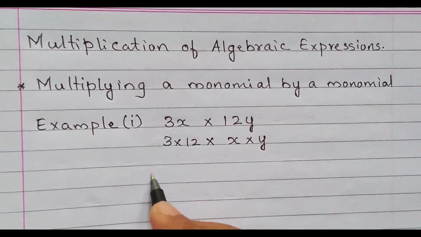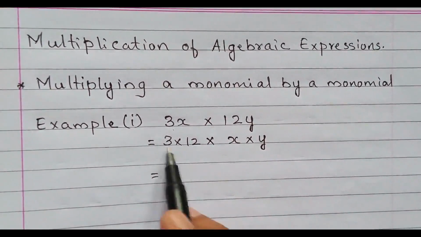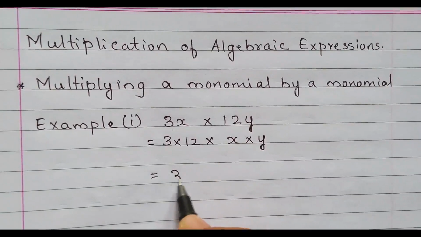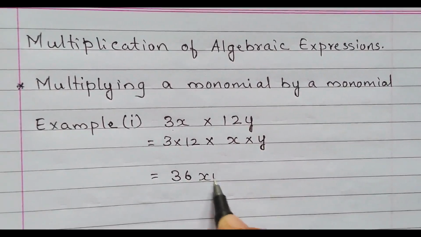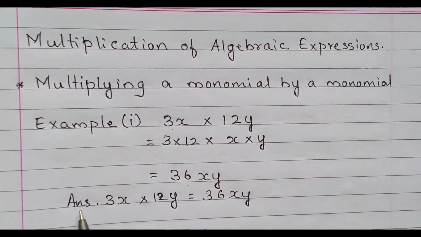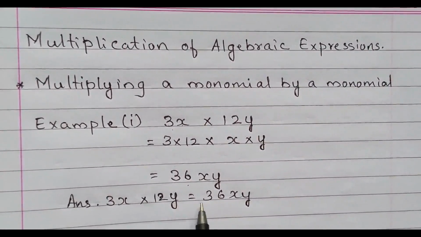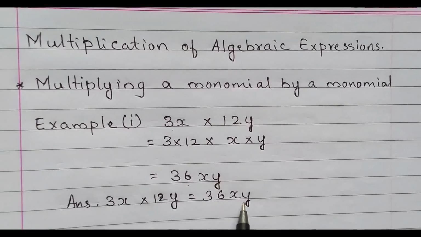So how much is 3 multiplied by 12? 3 multiplied by 12 is 36. And x multiplied by y is xy. So you can write 3x multiplied by 12y is 36xy.